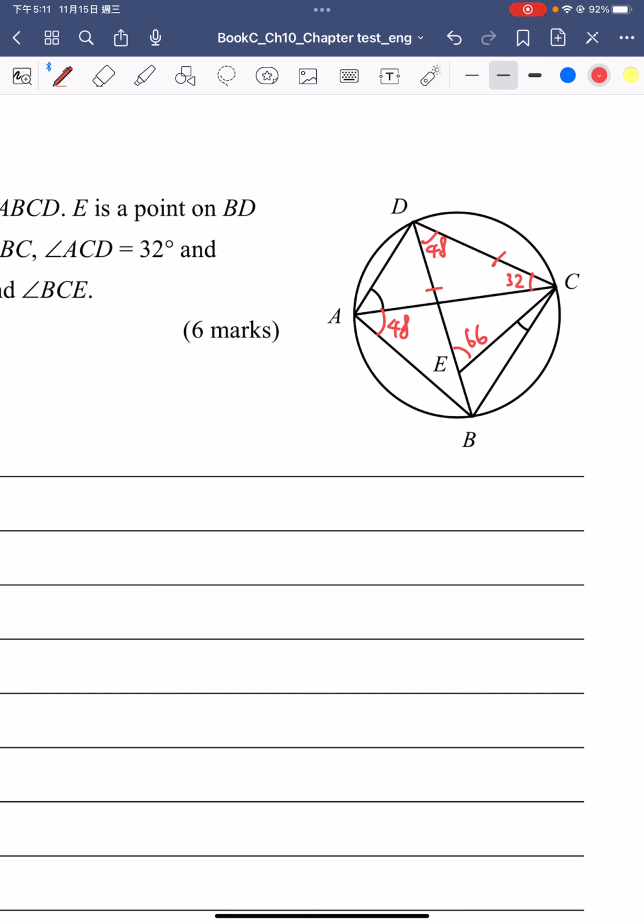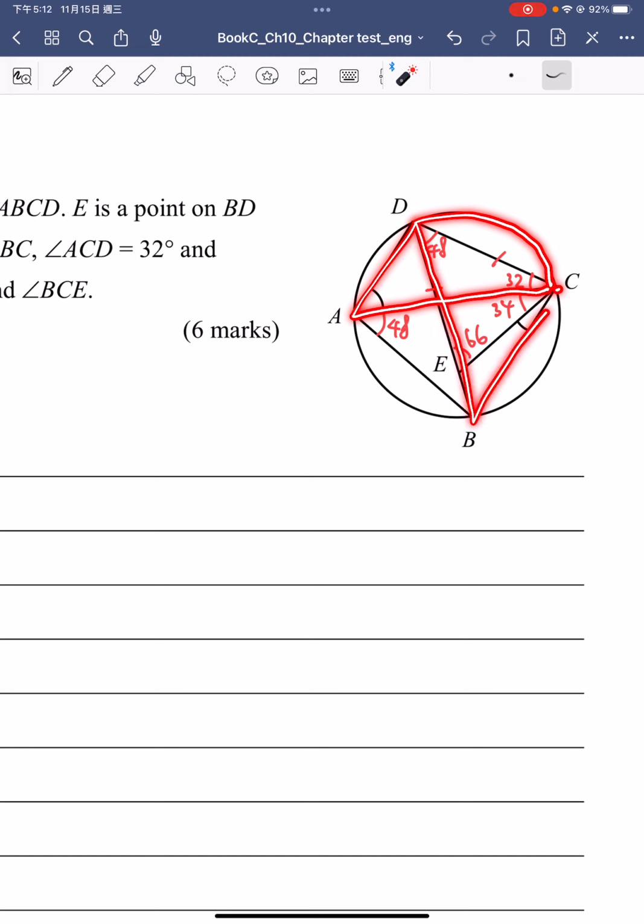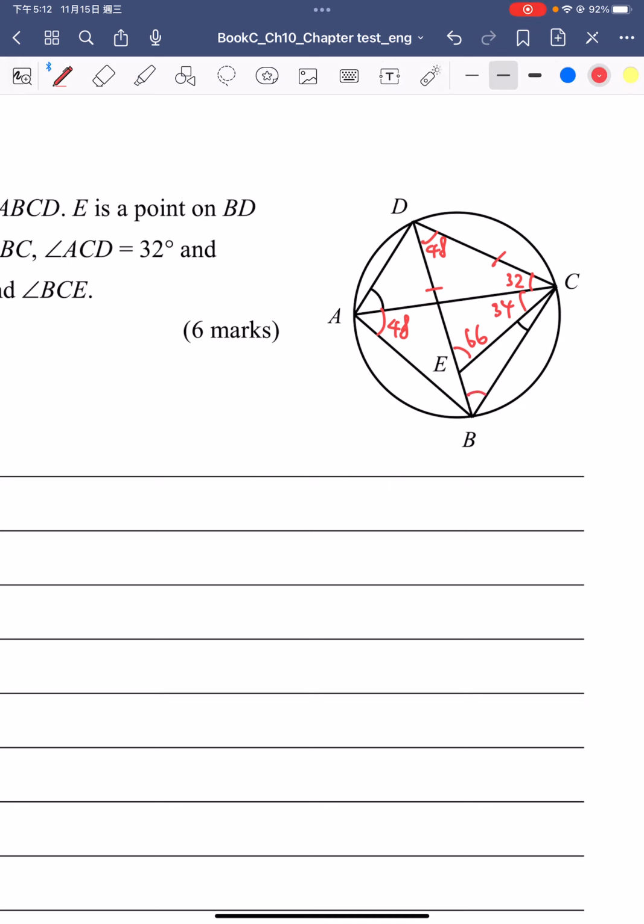But we already got this 32 part here. So we just write it down. What is this small part? 66 minus 32, giving you this small part equal to 34. Now, is there anything else we can do? What we want is this angle. This angle is watching the arc CD, and this arc is also watched by angle B, so we can say this angle is the same as this angle.